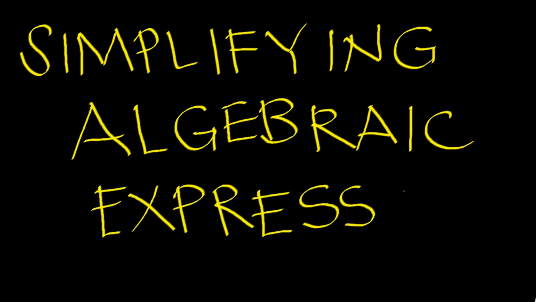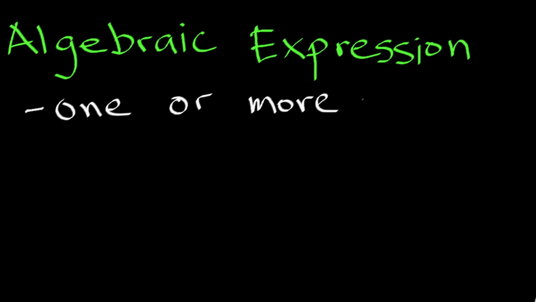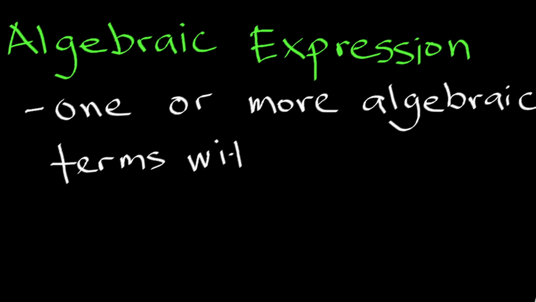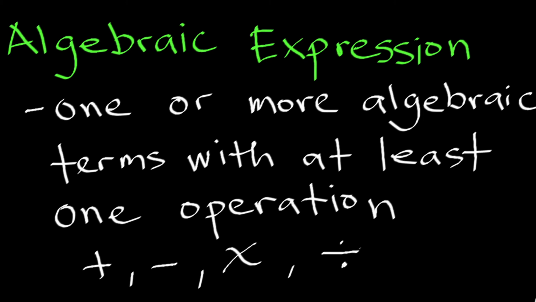Today ay pag-aaralan natin kung paano mag-simplify ng mga algebraic expressions. Pero before that ay i-define muna natin kung ano ang ibig sabihin ng algebraic expression. So meron tayong one or more algebraic terms with at least one operation, namely addition, subtraction, multiplication, and division. So ang algebraic expression ay merong isa o mahigit pang algebraic term na pinag-uugnay ng isa o mahigit pang mathematical operation.